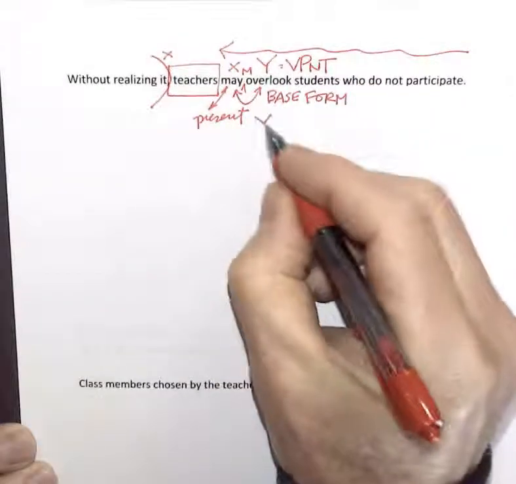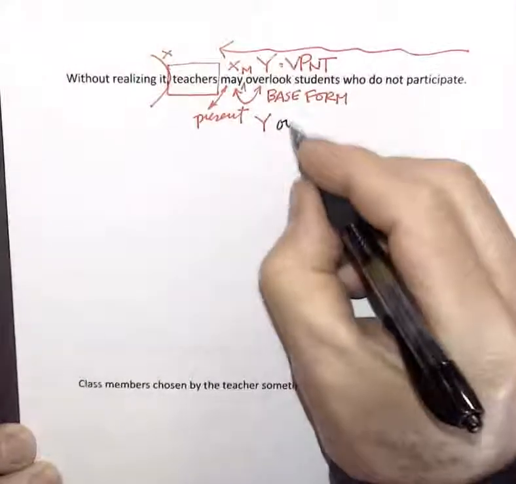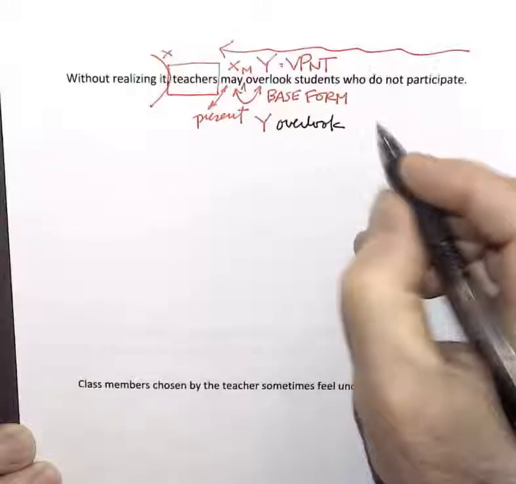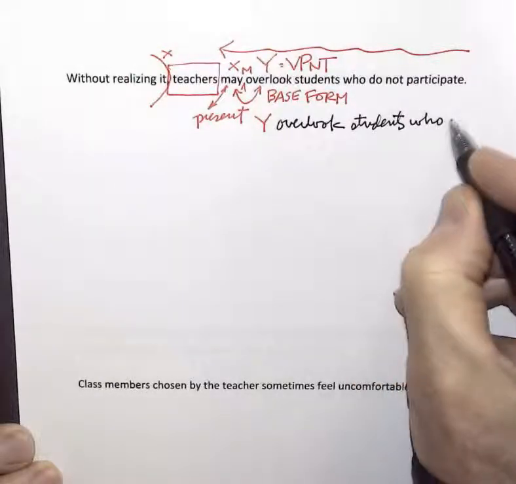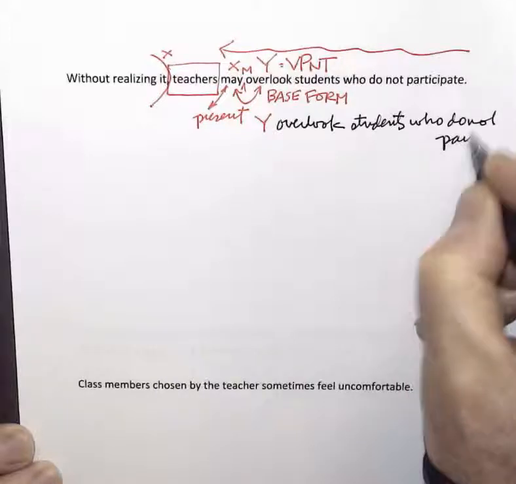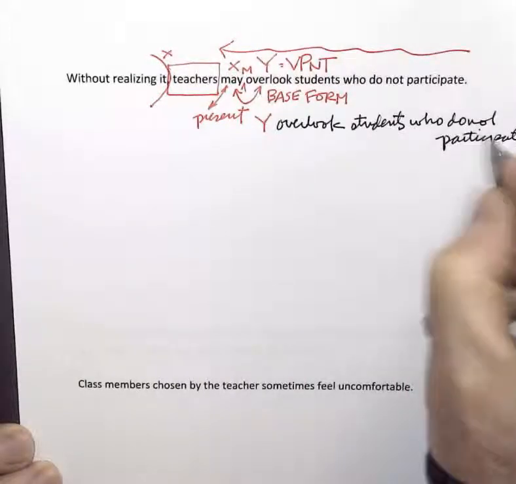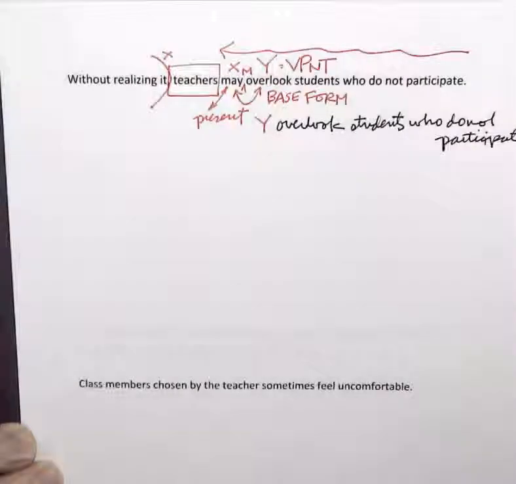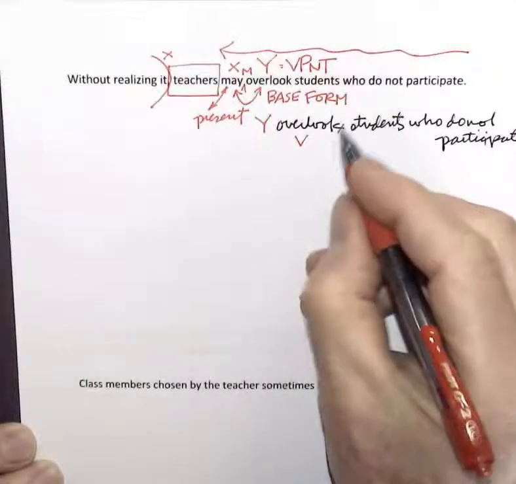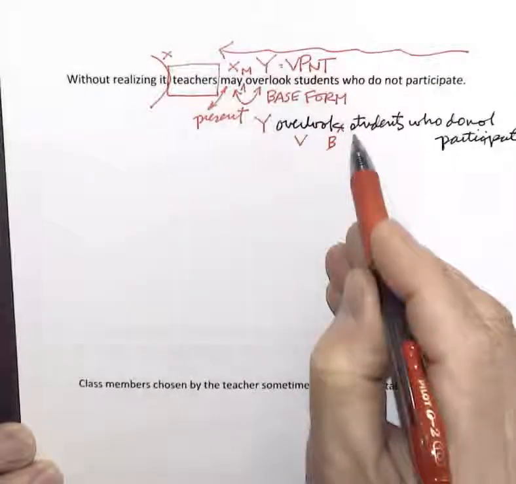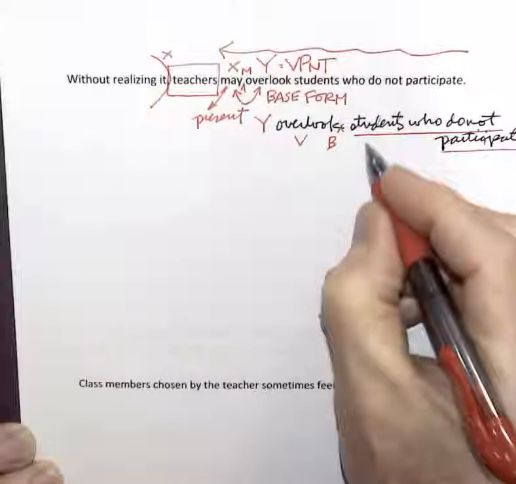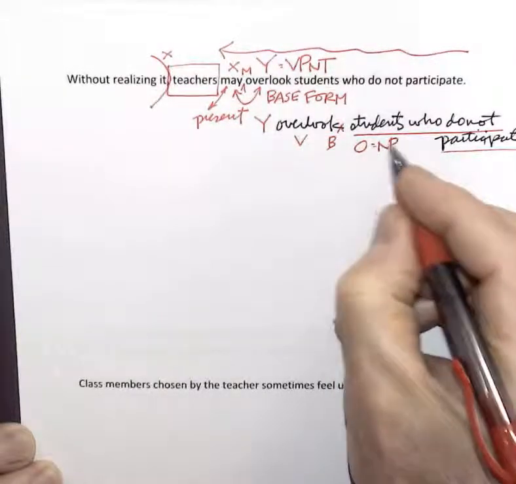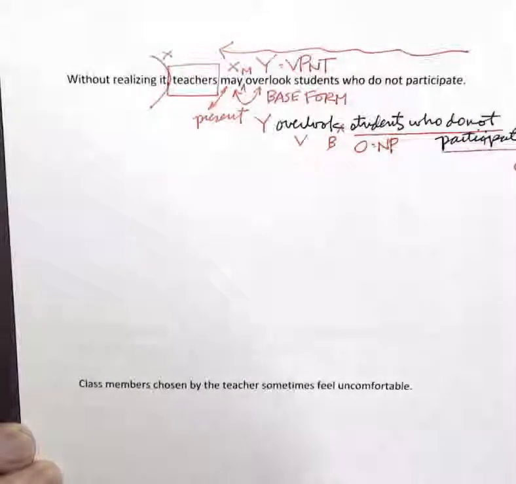So let's take a look at the Y. Overlook students who do not participate. Okay, and we have our verb, no particle, and the object is students who do not participate. That's the object. It's a noun phrase. The particle place is empty.